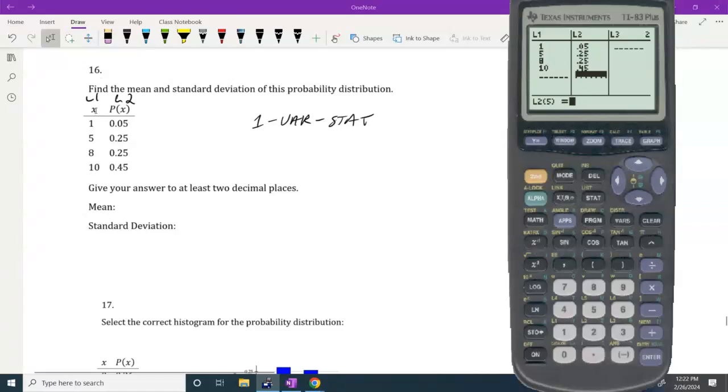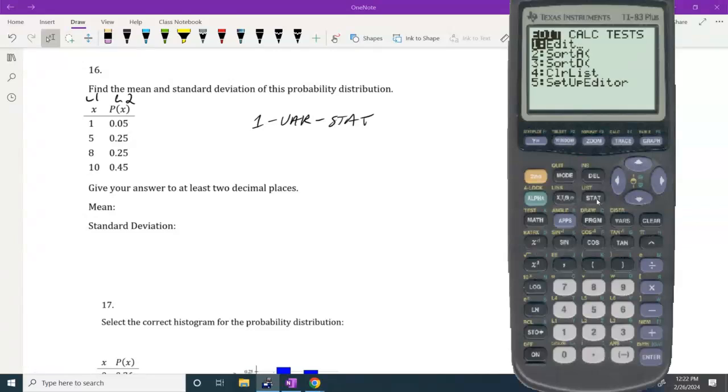So once you put in list 1 and list 2, I'm going to go back to the home screen. So that's second, mode, which is the quit key. Now in order to find the mean and the standard deviation, I'm going to go back into stat. I want to scroll over to calculate.